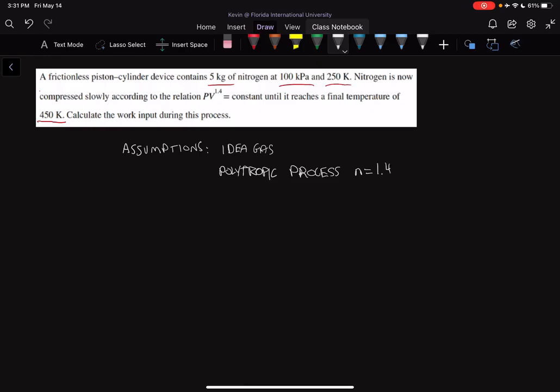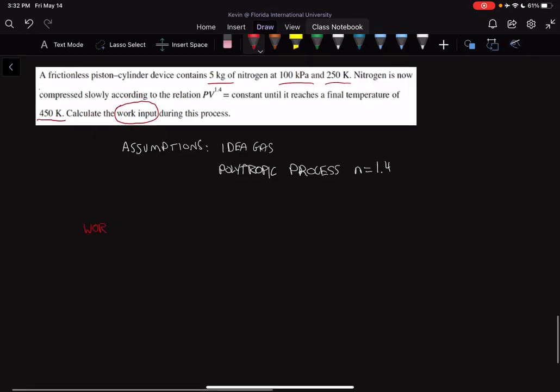Okay, and we're also told to calculate the work input. So now we don't have a work output, but we have a work input. In the same way as before, the work input is just going to be the negative of the work boundary. So work input would just be equal to the negative of WB.